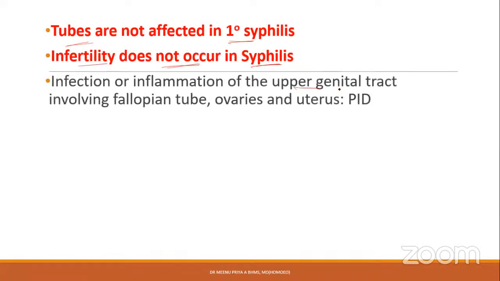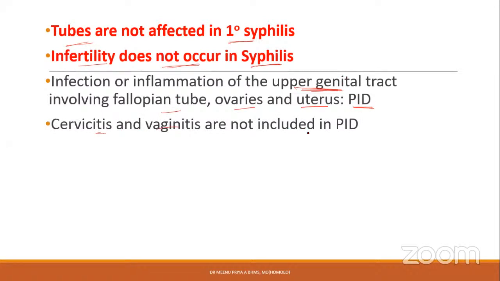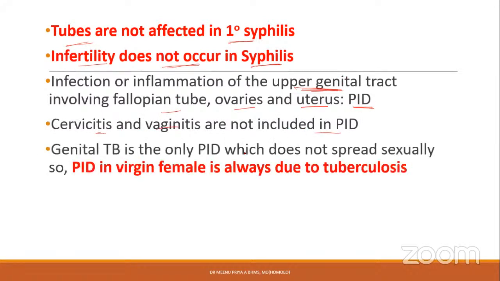Infection or inflammation of the upper genital tract, you already saw, is PID. That is the fallopian tubes, ovaries and uterus. Cervicitis and vaginitis are not included in PID. Genital TB is the only PID which does not spread sexually. Don't get confused with gonococcus, like I got confused. Gonorrhea, obviously, is sexually transmitted. But genital TB is the only PID which does not spread sexually. So if a virgin female comes to you with PID, usually it is tuberculosis.